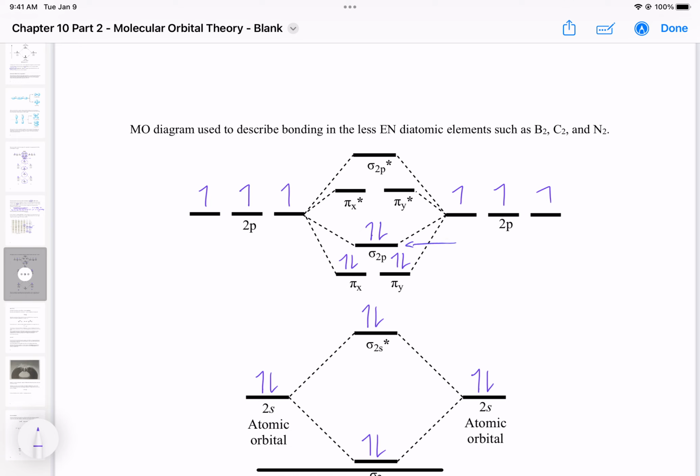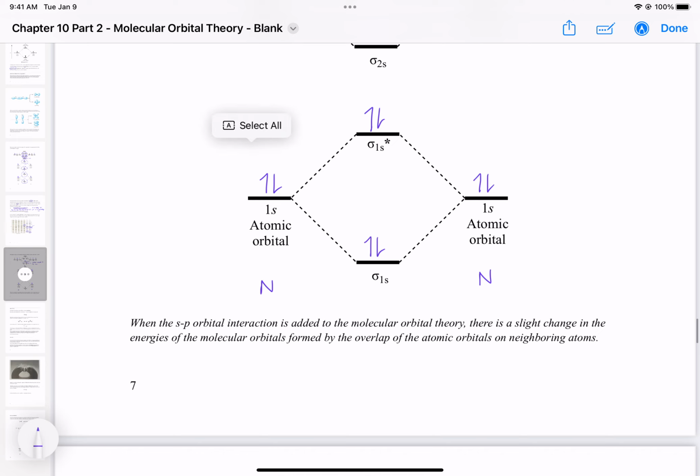You see here, the energy levels of the sigma 2p and these pi bonding orbitals are switched compared to the O2 case. That has to do with the electronegativity of the atom. You see here, there are no antibonding orbitals populated in the pi star or the sigma 2p star. So this molecule is predicted to exist, and nitrogen is a very stable molecule. It makes up most of our atmosphere.